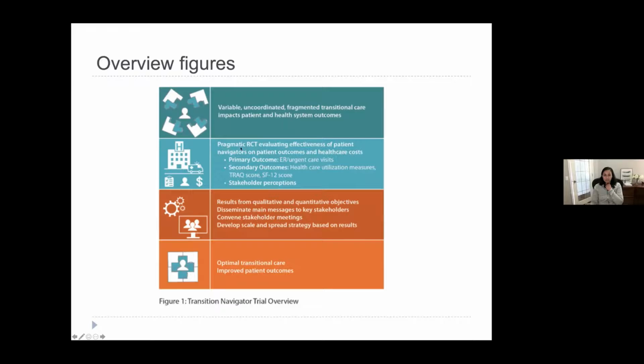What are we doing? Which is usually what am I planning to do about it? I'm going to do a pragmatic RCT with the primary outcome. So I've got a little ambulance going there, different measures and stakeholder perceptions. What are we going to do with all the results? Well, this is about KT. We're going to talk to people. We're going to scale and spread the results. And what happens at the end? That we have better patient care and outcomes. So the figure just naturally, without too many cognitive jumps, and people read from right to left, takes you through the whole grant. And that was it.